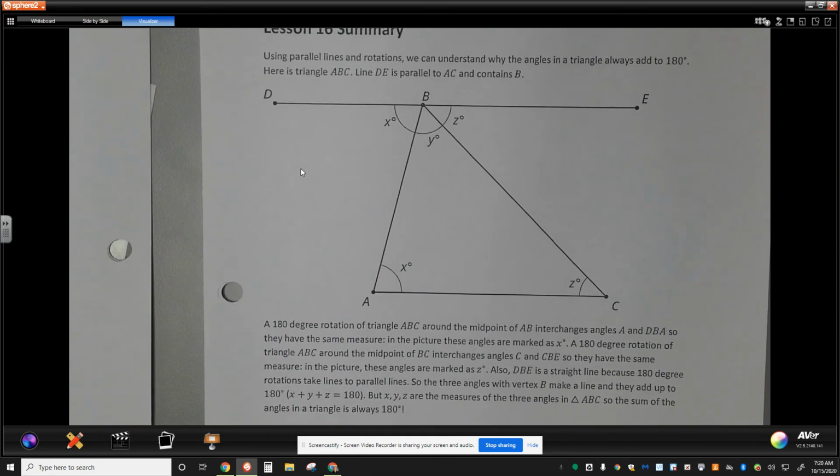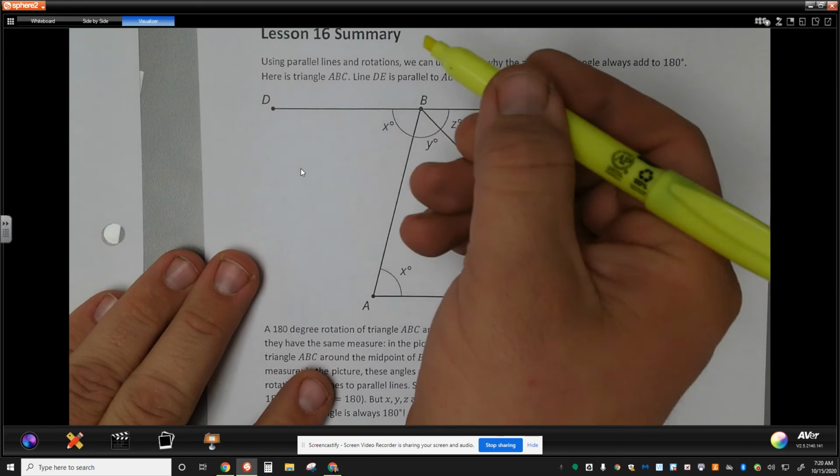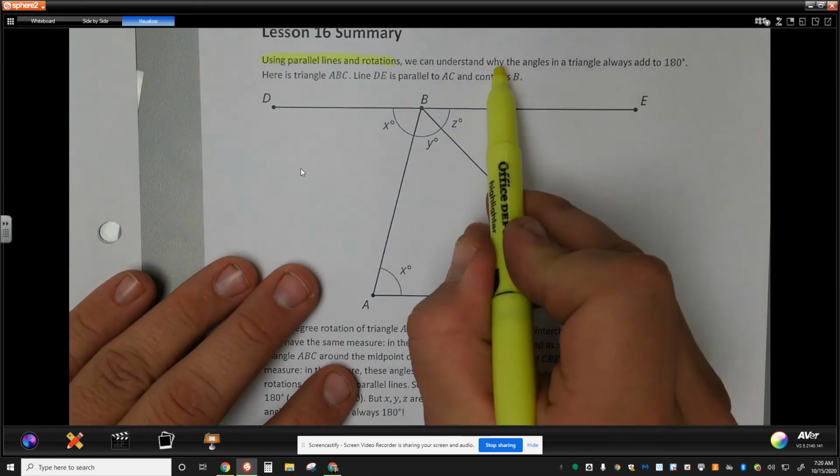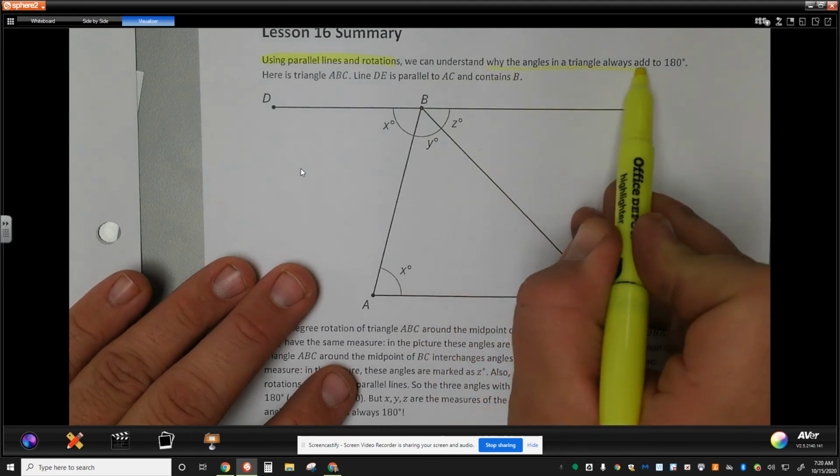That is the end of our lesson. What I want you to do is take a lot of time to actually read through this entire summary. The big thing that we have to understand with this is that using parallel lines and rotations allows us to understand why the angles in a triangle always add up to 180 degrees.